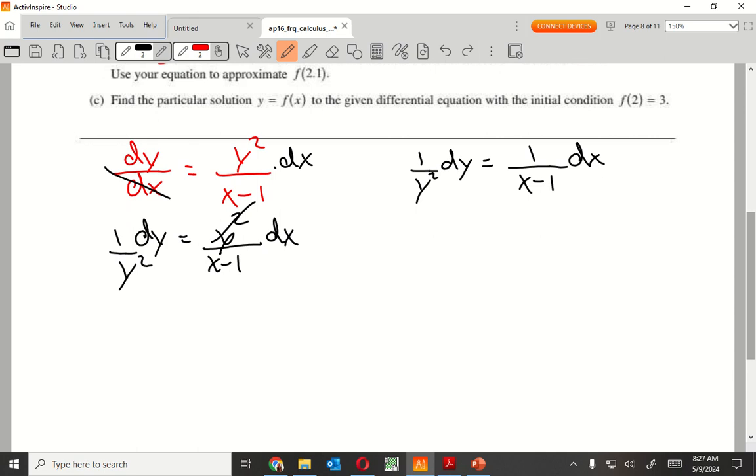What does this look like now? What do you think I should do to get rid of my dy and my dx? Can I take the integration of both sides? Look, it's already set up. By separating those out, I can get rid of this, because when I take the integration, the dy goes away, and the dx goes away, right?